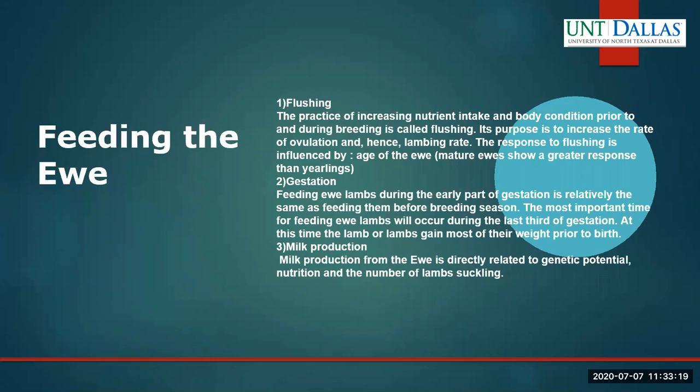Milk production from the ewe is directly related to the genetic potential, nutrition, and the number of lambs that are suckling. Genetic potential for milk production varies between and within the breeds. Some breeds have been selected for milk production for human use or for use in making cheese. An ewe suckling twins produces 25 to 50% more milk than if she were suckling a single.